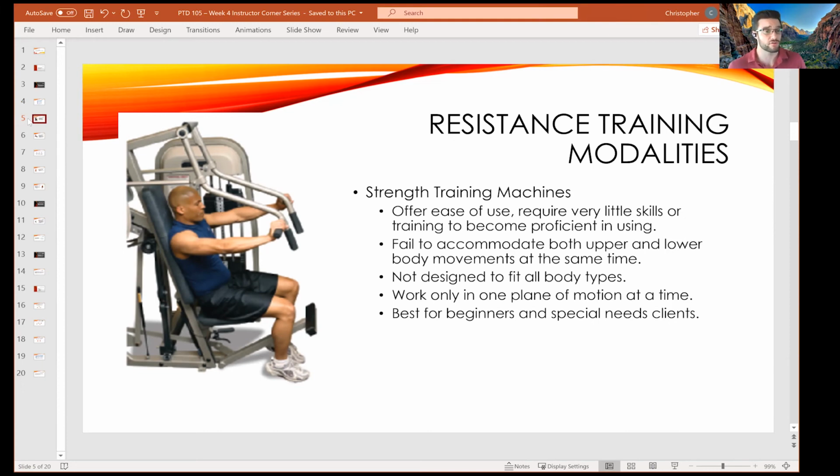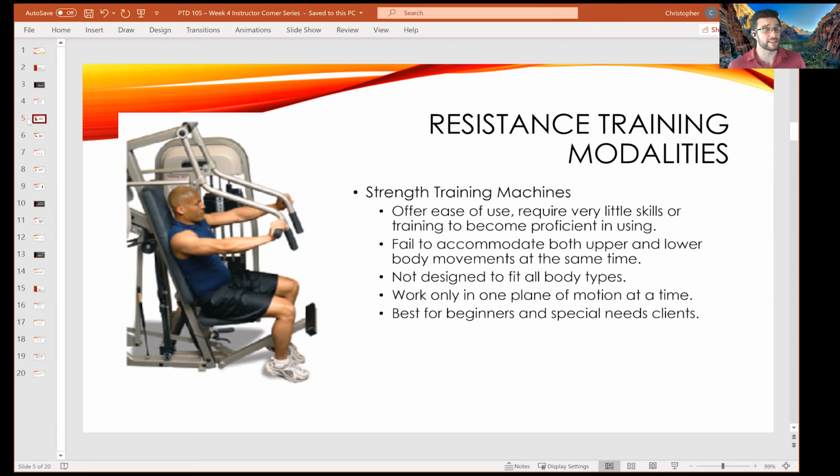So we're going to touch on strength training machines first, which are very, very beneficial for any type of population because they offer an ease of use. You don't need as much of a stabilization base, and you can really focus on developing power in specific areas. So whether your client has a specific need or a need to develop power in a certain way, we can find ways to accommodate them with strength training machines.